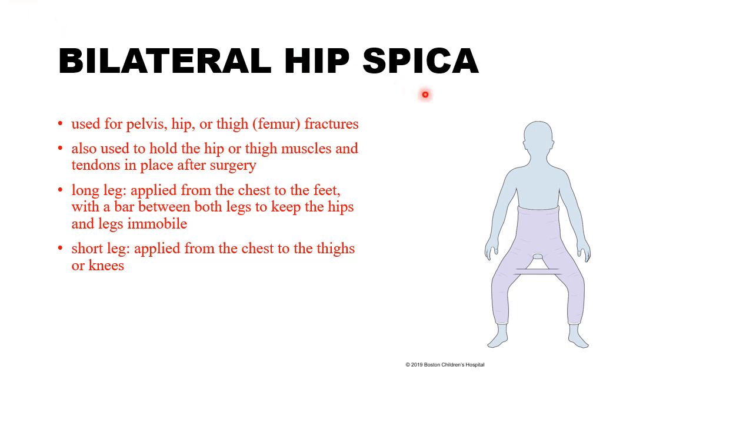Bilateral hip spica is used for pelvis, hip or thigh femur fractures, also used to hold the hip or thigh muscles and tendons in place after the surgery. Long leg is applied from the chest to the feet with a bar between both the legs to keep the hips and legs immobile. Short leg is applied from the chest to the thighs or knees. Long leg is from the chest to the feet and short leg is from the chest to the thighs or knees.